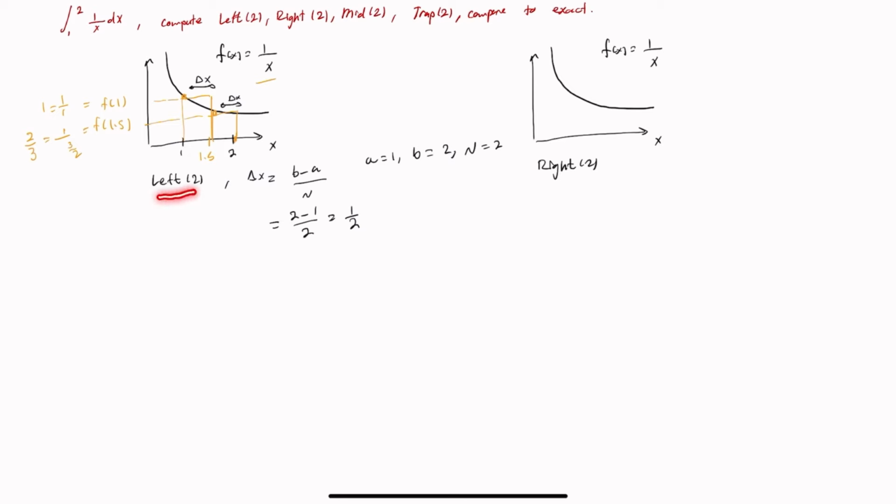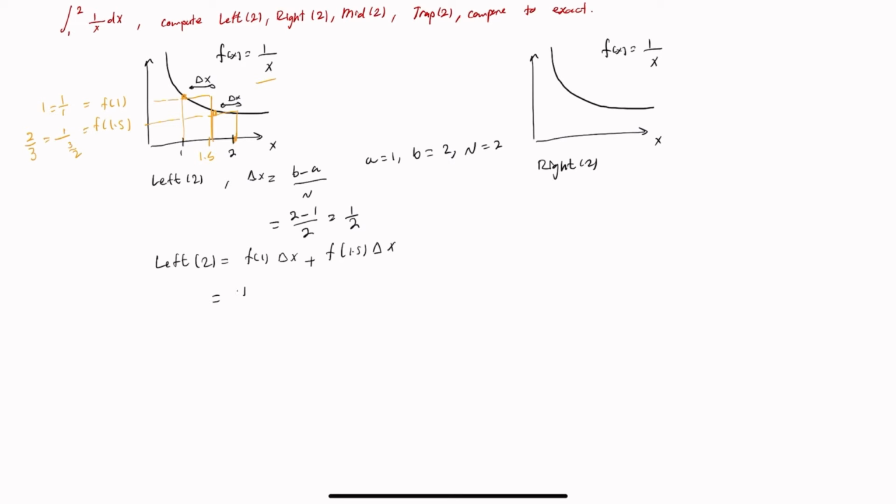Now to represent left of 2, I'm going to represent it by these two rectangles, this rectangle in here and this rectangle. So it's basically the area of this rectangle plus the area of this rectangle. We already know the width, which is a constant, half. And I already found the height of each rectangle. The height of the first rectangle is 1, and the height of the second rectangle is 2 over 3. So left of 2 is going to be equal to f of 1 multiplied by delta x, plus f of 1.5 multiplied by delta x.